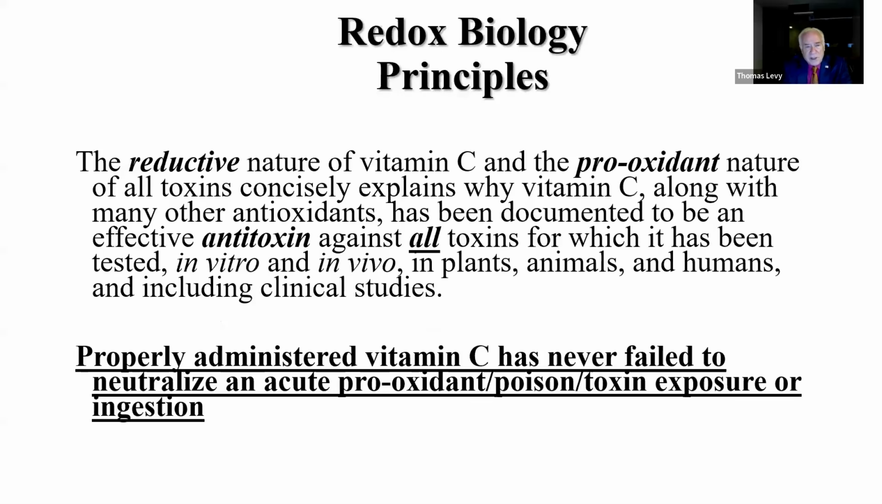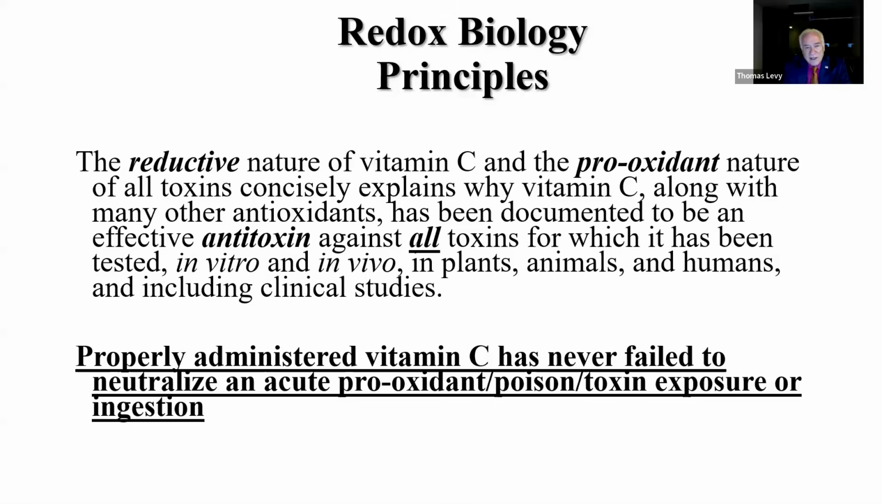Now, put in other terms then, vitamin C has a reductive nature. It brings electrons back to cells, in contrast to the pro-oxidant nature of toxins. This allows a very simple but completely accurate explanation as to why vitamin C, along with other antioxidants, is truly the ultimate antitoxin, because the only way a toxin is toxic is by oxidation.